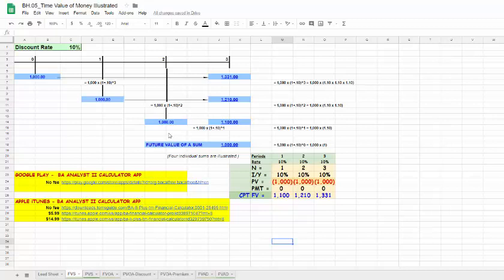A couple of other things I'd like to do with this particular slide. Number one is to introduce you to the calculator apps that are available for your cell phones. And if you would go to these websites, if you have an Android phone, you would go to Google Play. And if you would have an Apple phone, you would go to the iTunes store.